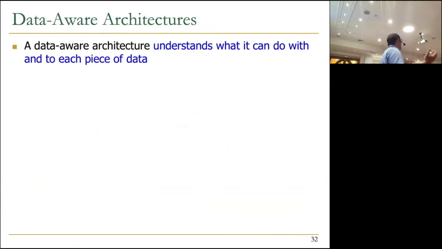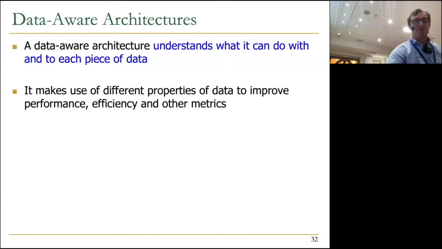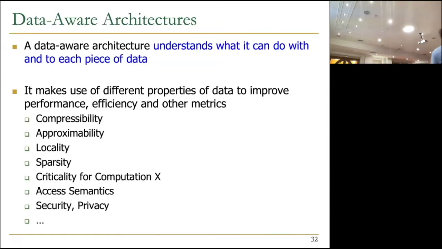So let's take a look at what a data-aware architecture, or data characteristic-aware architecture, may look like. I think the idea is to understand what you can do with and to each piece of data. You can make use of different properties of data to improve different metrics, performance, efficiency, and other metrics. And there are many different characteristics of data. Data has different compressibility characteristics, approximability characteristics, locality characteristics, sparsity characteristics, criticality characteristics in terms of how critical this particular piece of data is to the accuracy of your computation, right? Or even the finishing of your computation. It has access semantics. It has security and privacy characteristics also. So if you can somehow communicate this information to the underlying hardware, then you can actually make much better decisions.